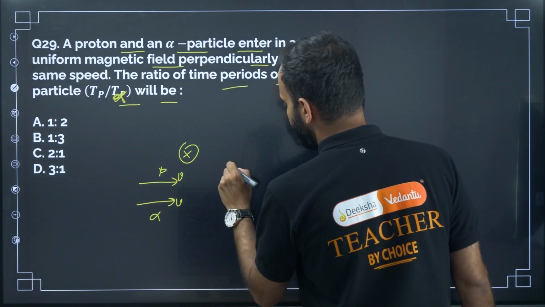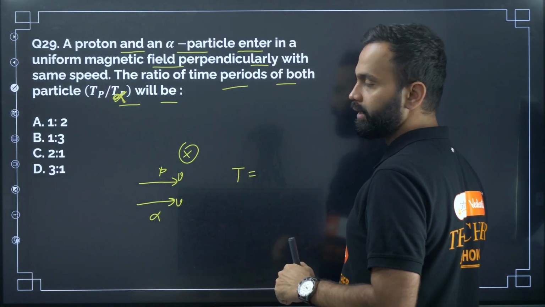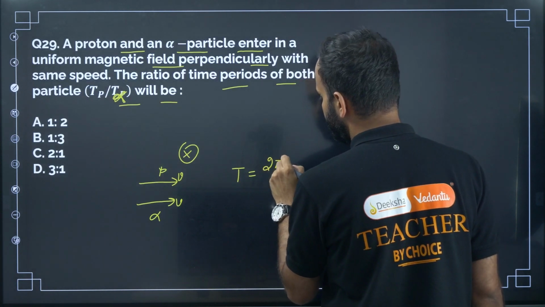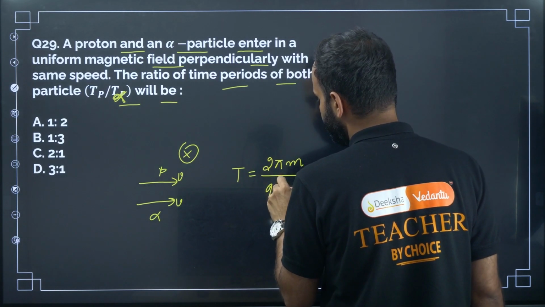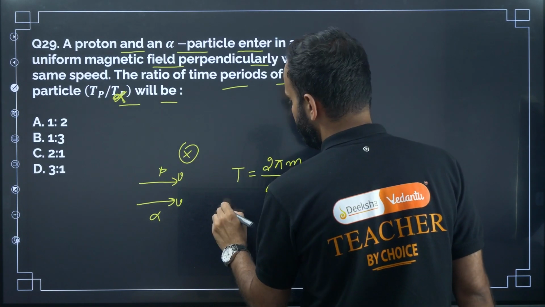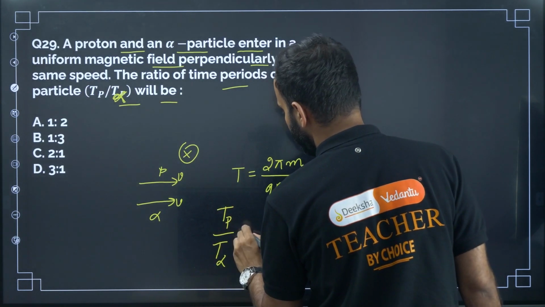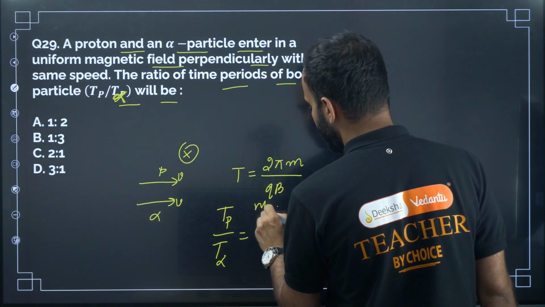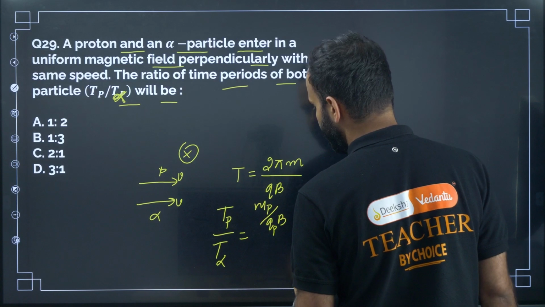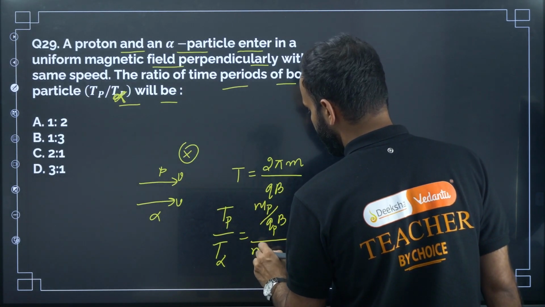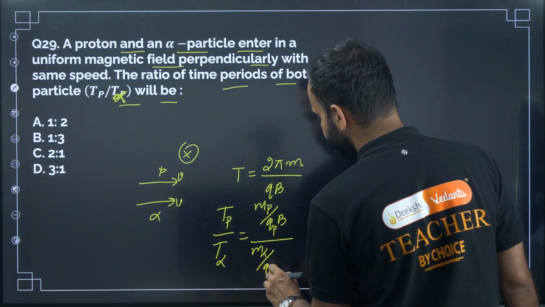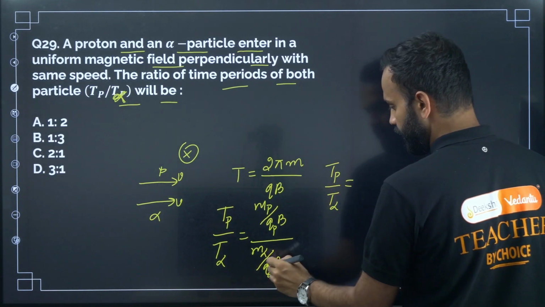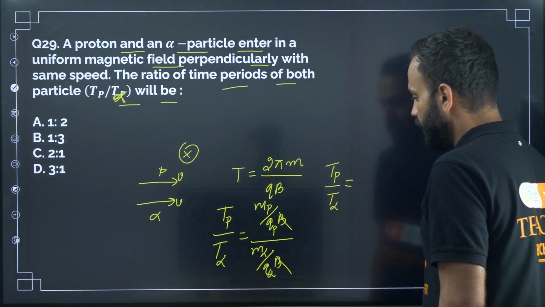We know that the time taken by any charged particle to complete one circle, the time period T, equals 2 pi m divided by qB. So now Tp by T alpha is equal to, anyway 2 pi will get cancelled, mass of the proton by charge of the proton into magnetic field B, divided by mass of the alpha particle divided by charge of the alpha particle into B. Here B will get cancelled.